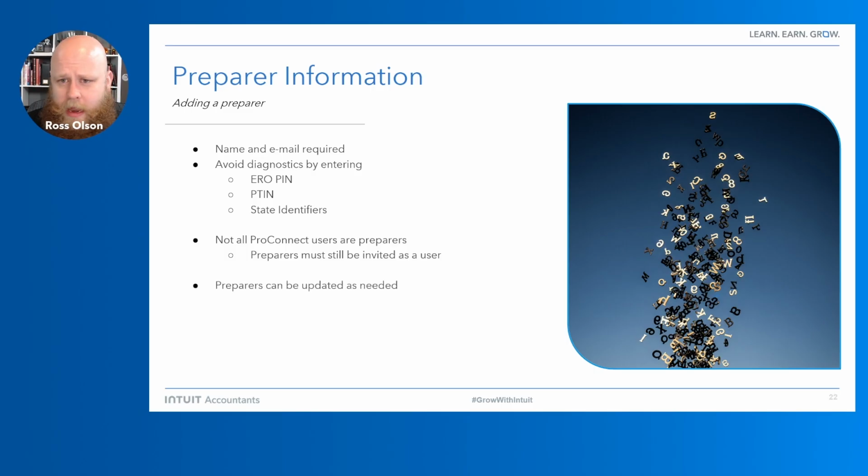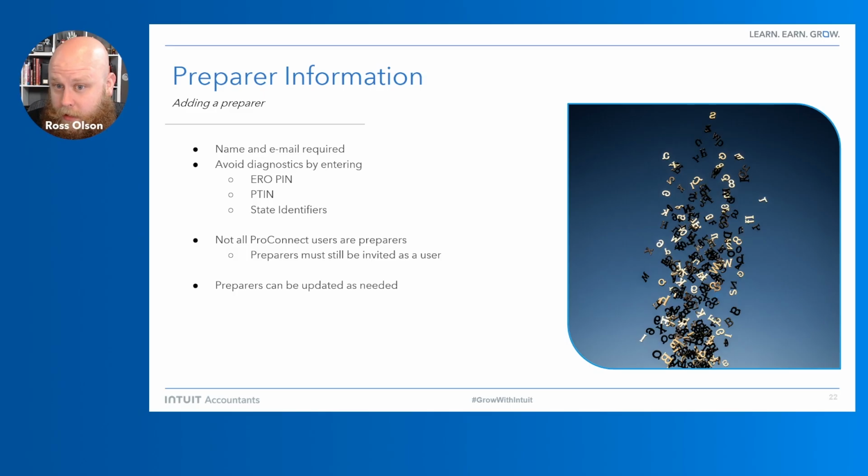You can always update any preparer information you need. There's no verification step, no process for that. You're able to do that in the software on your own to add those preparers. And if you're missing something, there will be a diagnostic, an alert to let you know we're missing that ERO PIN or your PTIN if you've marked it as a paid preparer return. So keep that in mind as well.